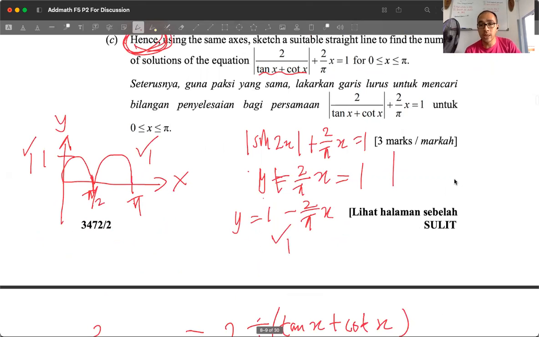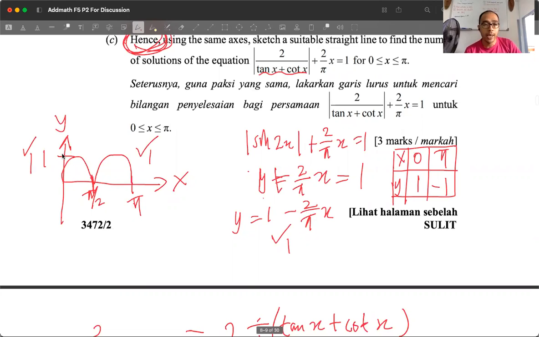Then do the table. Since our biggest value is pi, we use 0 and pi. Here x, here y. When x is 0, y is 1. When x is pi, y will be negative 1. You calculate it: 1 minus 2 equals negative 1.